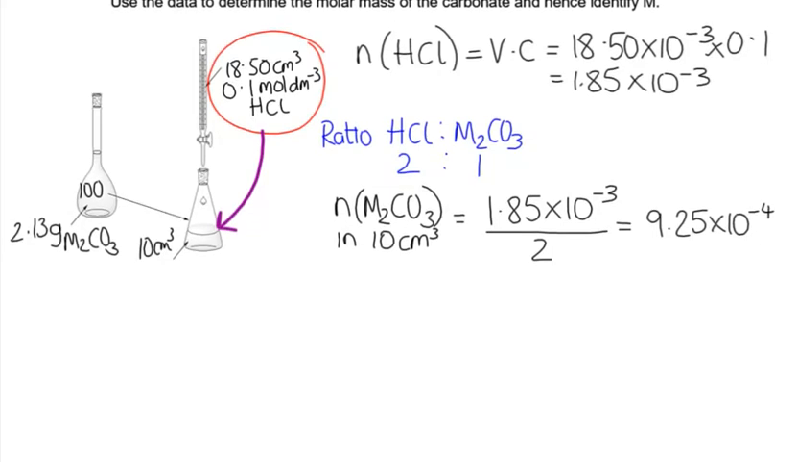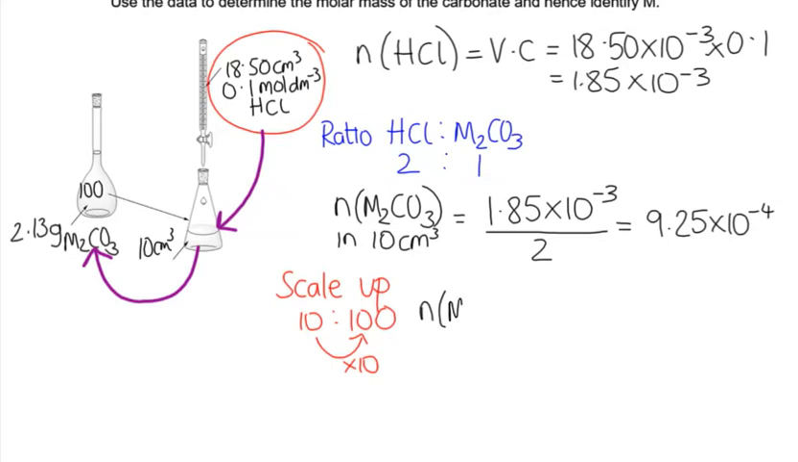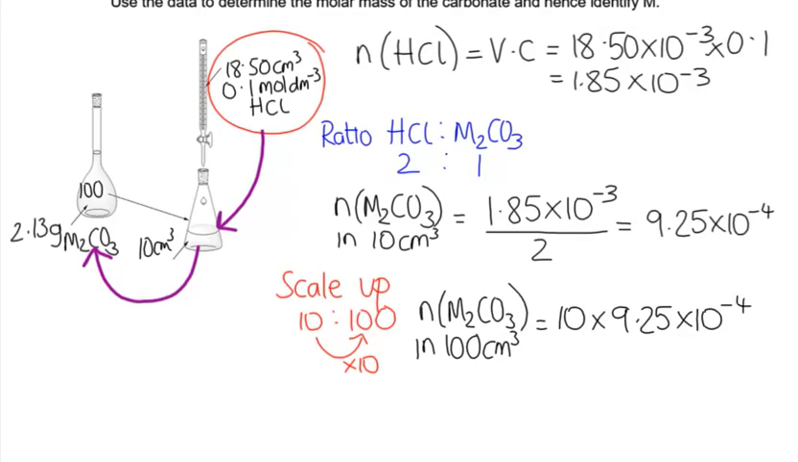What we do now, well, we're moving now from here, this conical flask, to this volumetric flask, and we have to scale up. There's more chemicals in the volumetric flask than there is in the conical. There's 100 compared to 10, so we're again timesing by 10. So the number of moles of M2CO3 in 100 centimetres cubed equals 10 times 9.25, which is 9.25 times 10 to the minus 3.